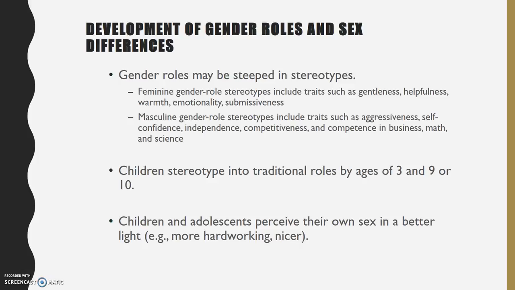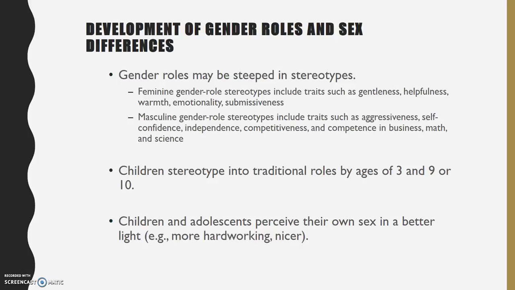There are feminine and masculine gender role types. If you look in your book in Table 8.4, you can see some stereotypical masculine and feminine traits. I'm not saying that they're accurate or right, just saying that they exist. For females, things like gentleness, helpfulness, warmth, submissiveness. For men, things like aggressiveness, self-confidence, competence in business, math, and science.